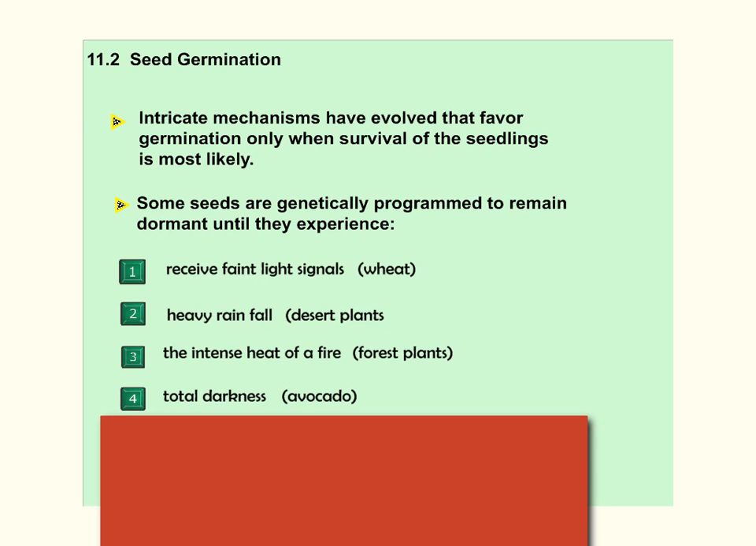Another one would be total darkness. Avocados will remain dormant until they experience total darkness. So avocados can actually grow in the dark. That should remind you of some of the conversations we had with photosynthesis and the light and dark reactions.